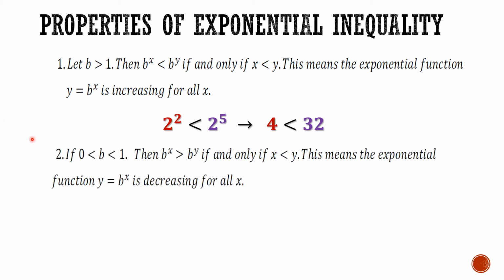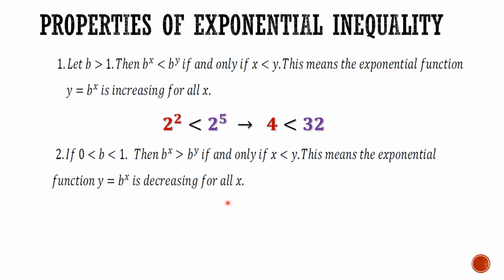Okay, another property. If the base is greater than 0 but less than 1, or in between 0 and 1, yan. Ibig sabihin, ito ay what? In a fractional form. Naka-fraction siya. Then, b raised to x is greater than b raised to y. Greater than na siya dito, if and only if the exponent in the first one on the left side, if x is less than y. This means the exponential function y is equal to b raised to x is decreasing for all x. Ibig sabihin nito, habang tumataas ang value ng exponent natin, bumababa ang value ng function.